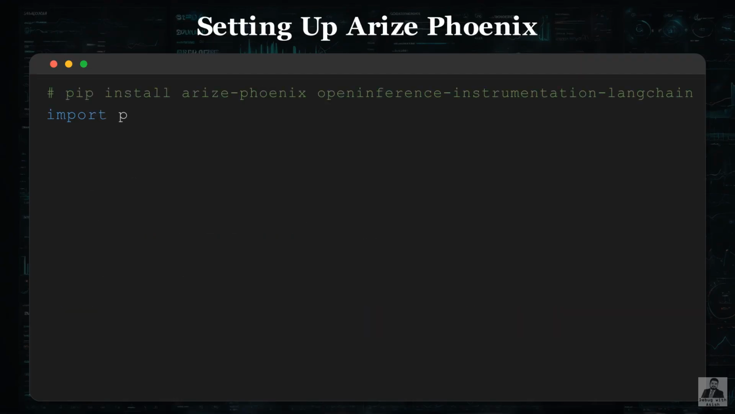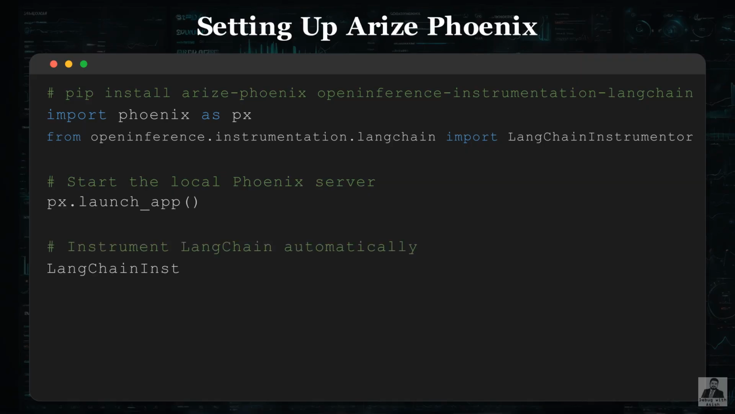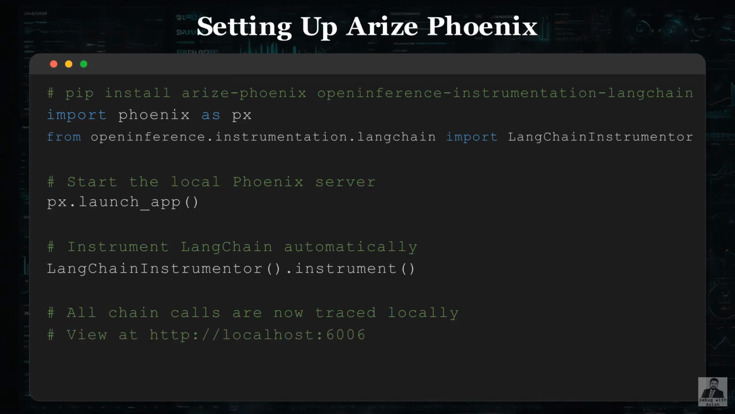Setting up Arize Phoenix is equally straightforward. After installing the packages, we call px.launchApp to start the local Phoenix server. We then call LangChain instrumenter.instrument, which patches LangChain automatically using OpenTelemetry. From this point on, every chain call is traced and sent to the local server. Open a browser at localhost:6006 to see the Phoenix dashboard with full waterfall traces for every query.